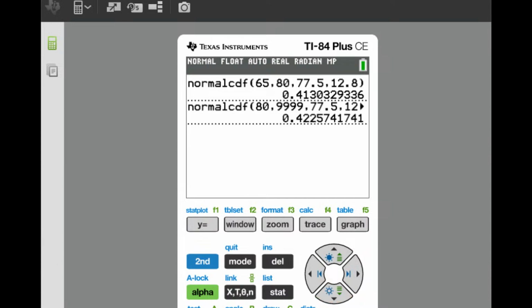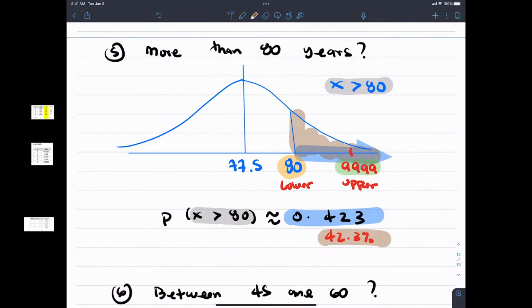So here we go. It's going to be what? 0.423. And then move the decimal. What does it give you? 42.3%. So what that means is 42.3% of the population lives to more than what? 80 years. Okay, pretty good. 42.3% of the population.